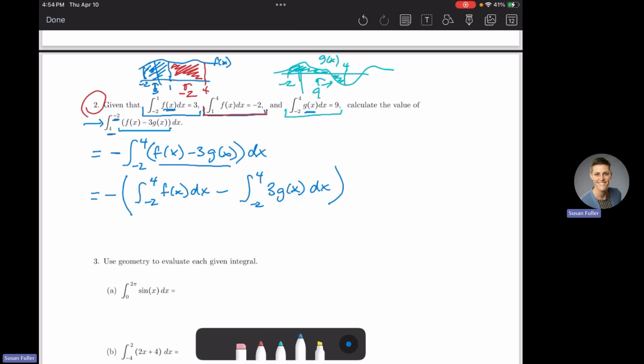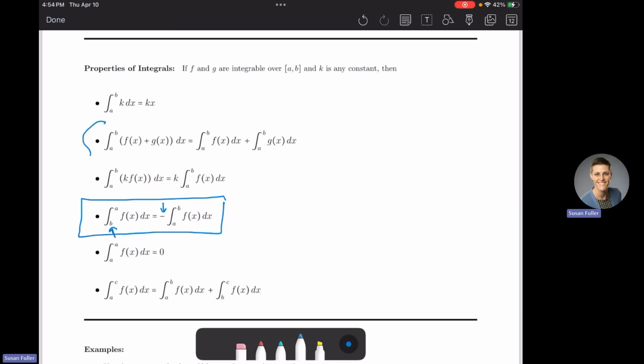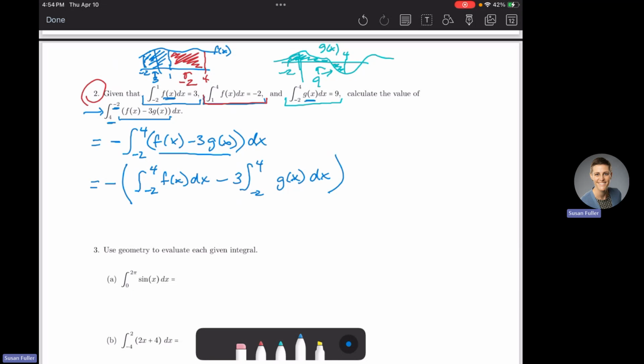And because this is 3 times g of x, I've got a number times a function. We've talked about this a little bit. I can take this 3 and pull it out of the integral. I'm just going to pull it out because I can do that. Again, I'm using these two ideas together: we split this up into two separate integrals, and if there's a number, I can pull it out of the integral. Okay, so I can separate this like this. And now I just have to figure out what each of these pieces are.